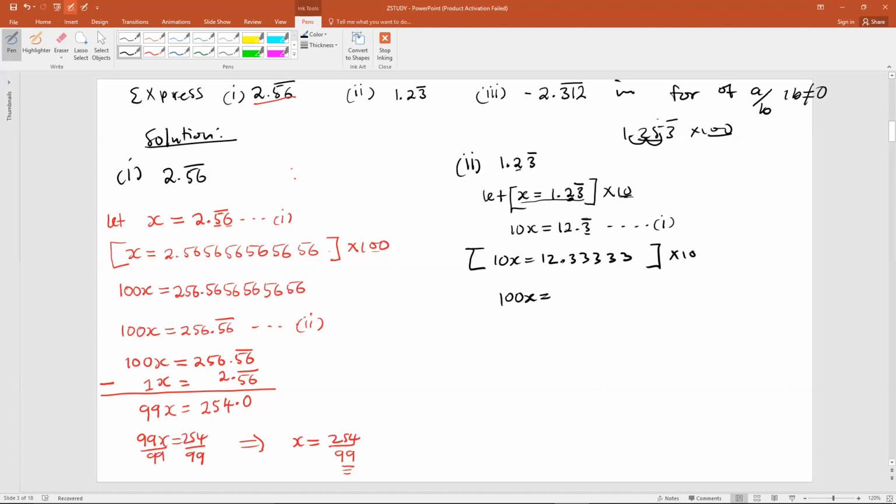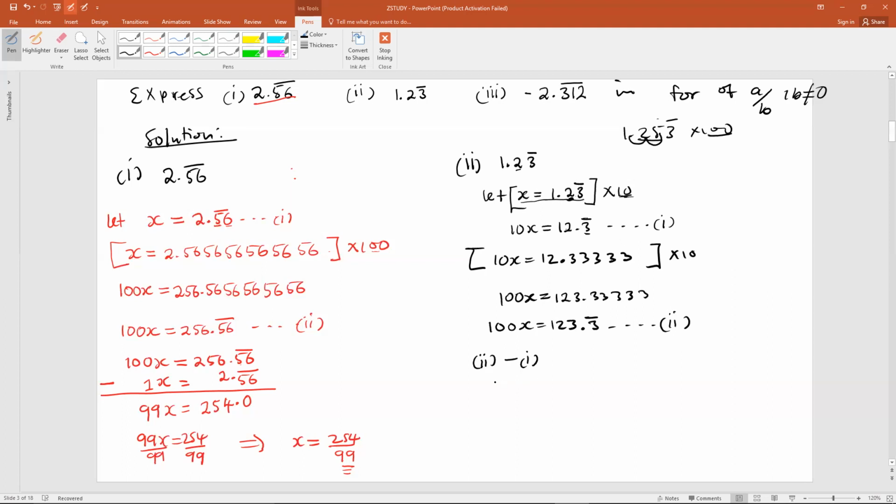12.333 times 10. This point will just move there. It will be 123.33333 like that and so on. So your second equation will be 100x is equal to 123.3 bar. The bar should be after the point, and you can call that your second equation. And the procedure is just the same. The procedure is the same. You subtract equation 1 from equation 2.